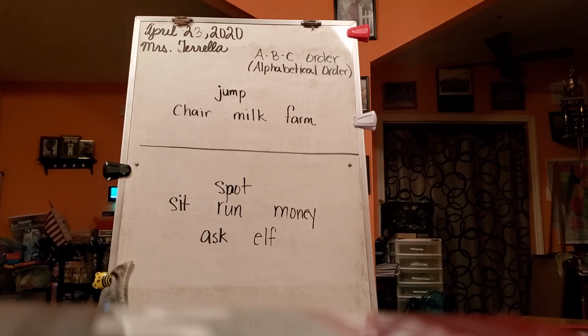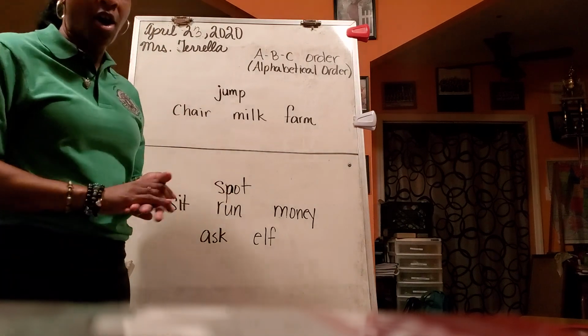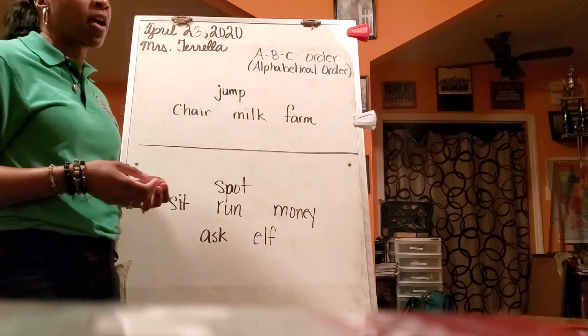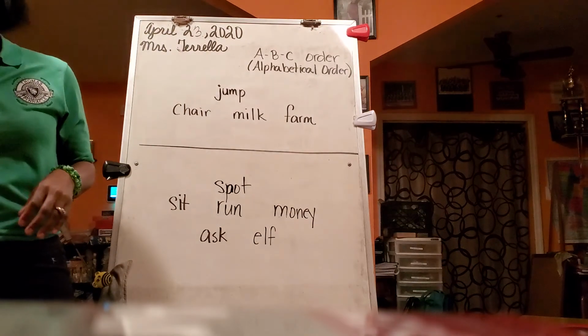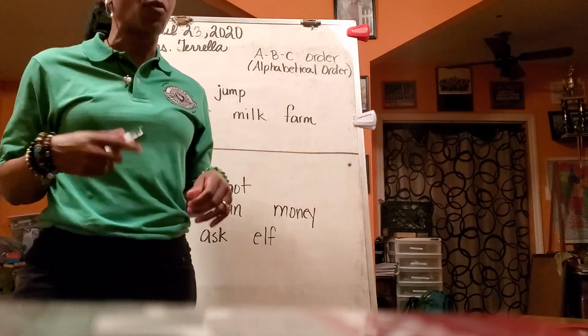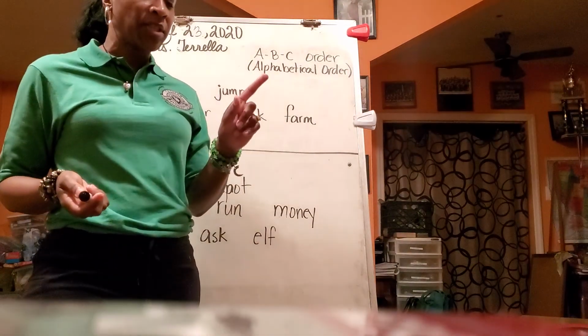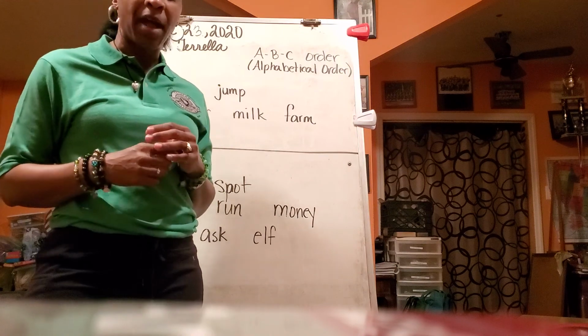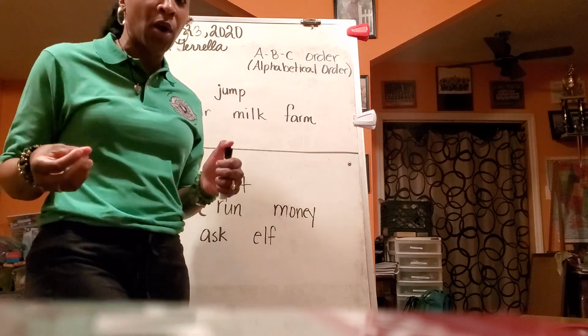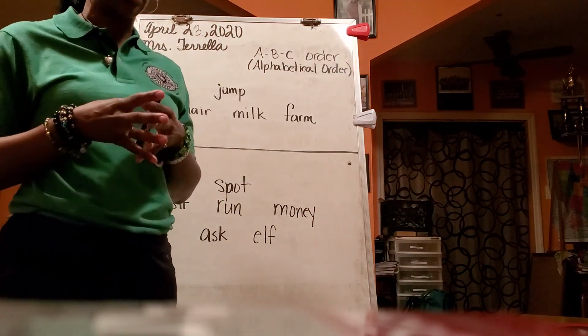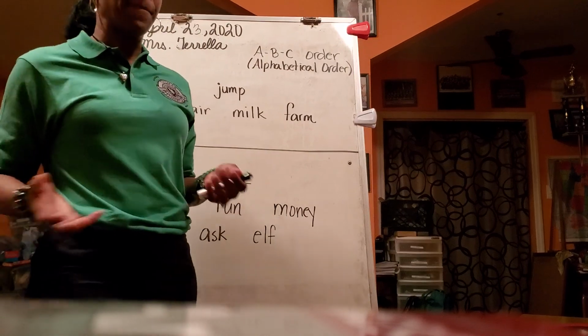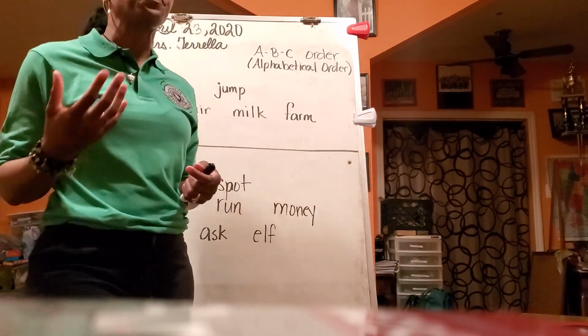Good morning. So this morning we are going to be looking at ABC order, also called alphabetical order. But before we do that, I want to review a few things that I want you to keep saying over and over to yourself. The first thing is, what is a compound word? A compound word is two small words put together to make a new word. Make sure you keep practicing that.